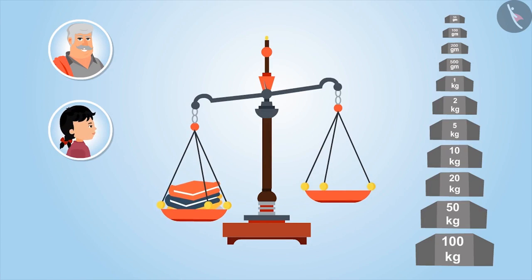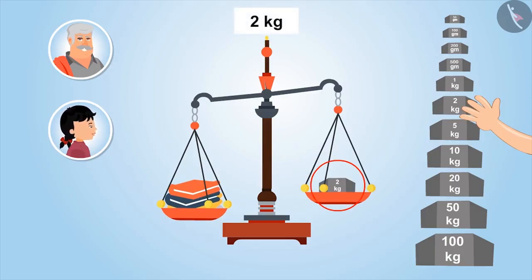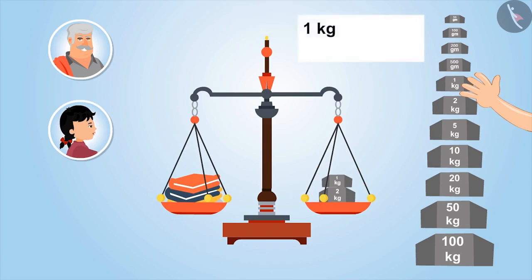See, I have placed the books on this side. Let's place a weighing stone of 2 kgs first. Oh, this is still on the upper side, means I have to add some more weighing stones. Let's add one more stone of 1 kg to it. Means now it becomes 2 and 1, 3 kgs. Oh wow, this is balanced now. This means the weight of the books is 3 kgs.